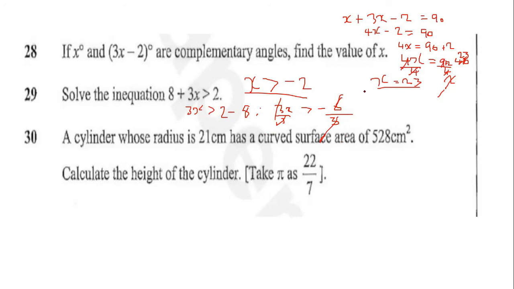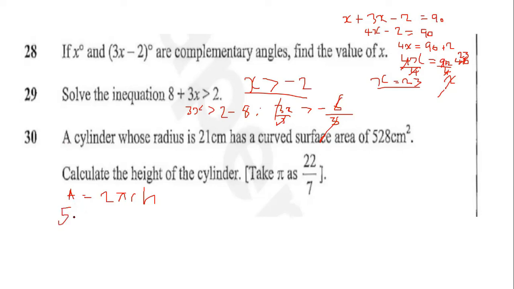All right, so we check out this other formula here. Question 30, it says a cylinder whose radius is 21 centimeters has a curved surface area of 528 centimeters squared. Calculate the height of the cylinder. Okay, so curved surface area is given by this formula. A is equal to 2 pi r h. That is the formula for curved surface area of the cylinder, 2 pi r h. So this one here, since we have been given the area, we are just going to write the 528.